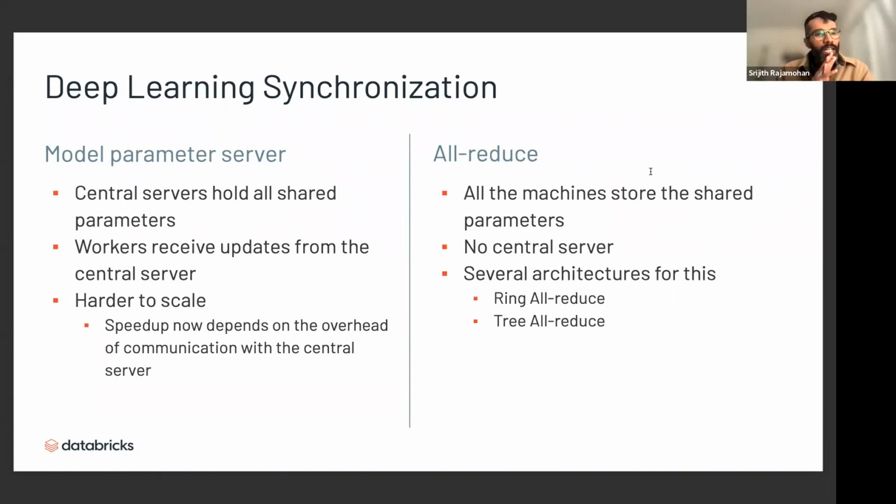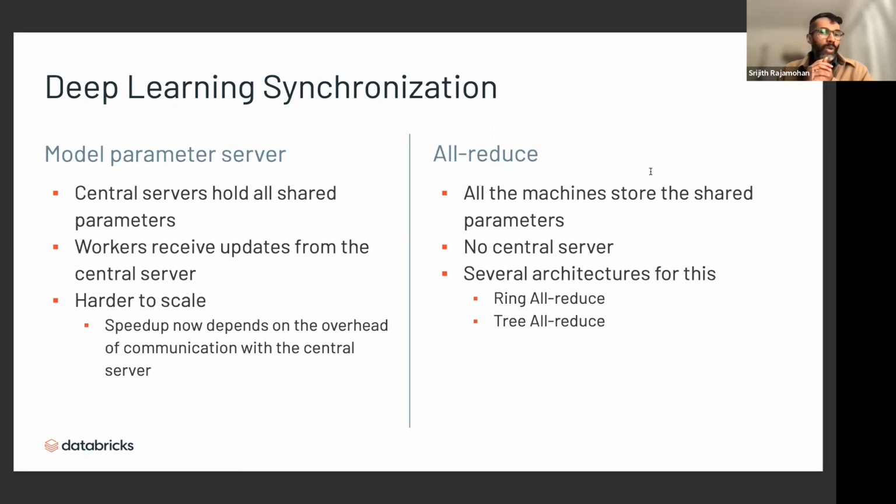So going back to distributed training for machine learning or deep learning. In deep learning, there's something that we need to consider for synchronizing our distributed training. There are a couple of ways in which this can be done. One is the model parameter server approach, and the other is the all-reduce approach.